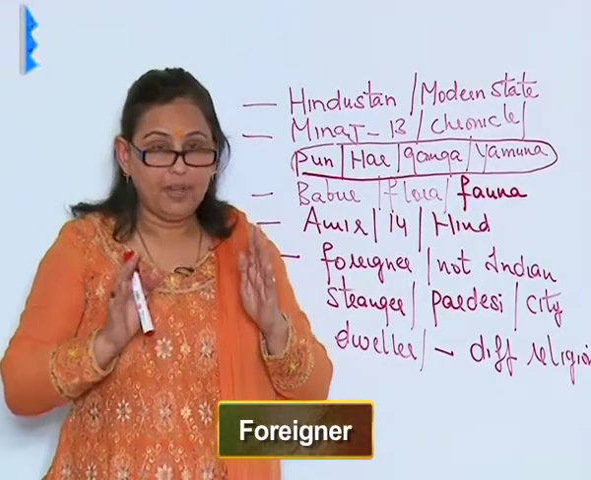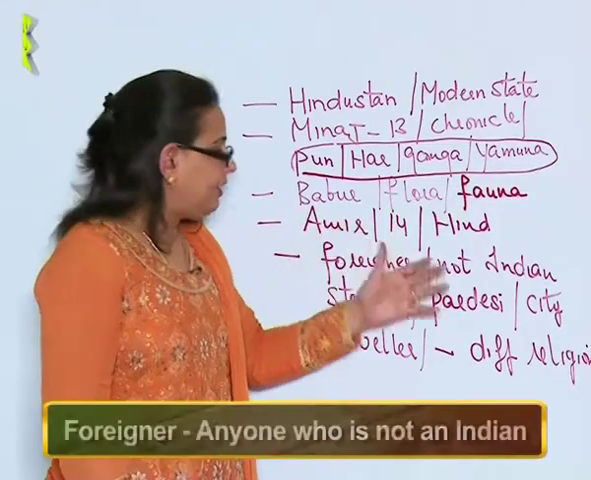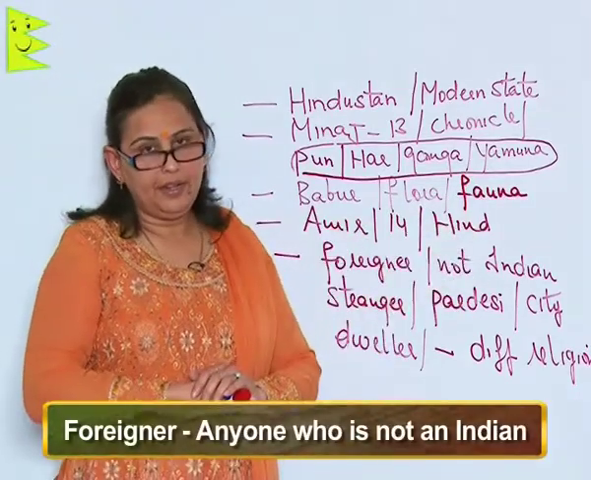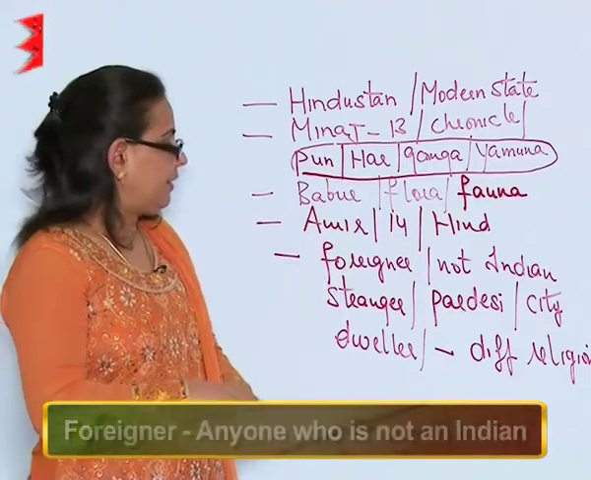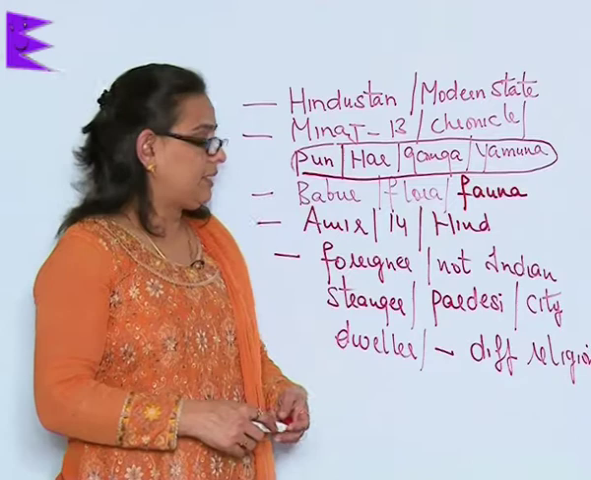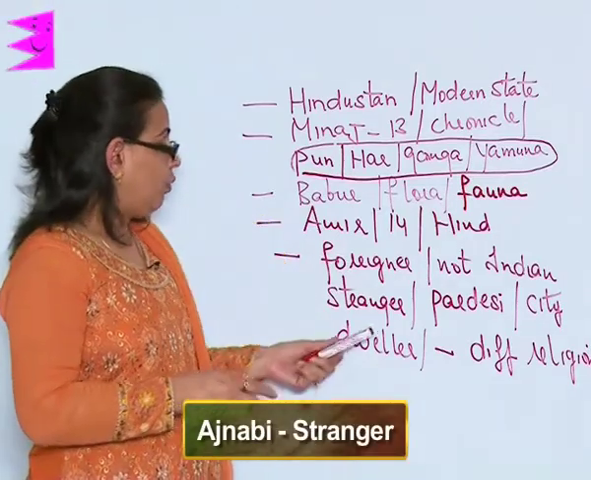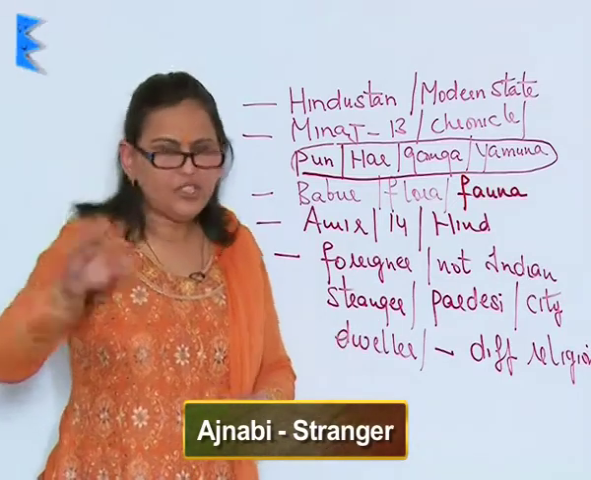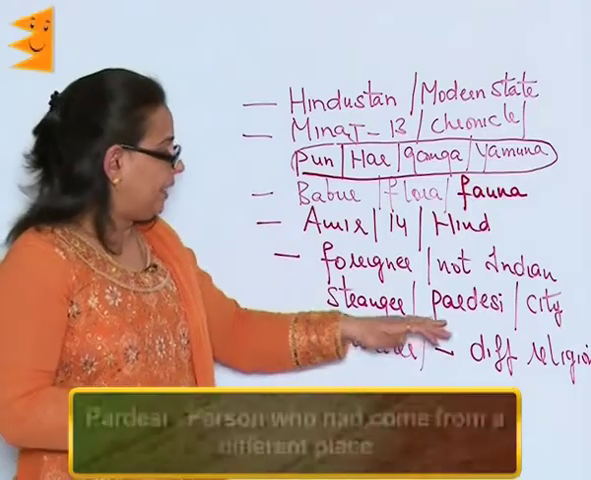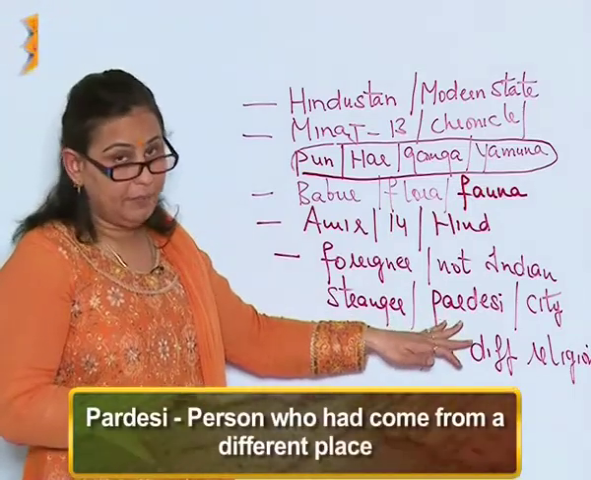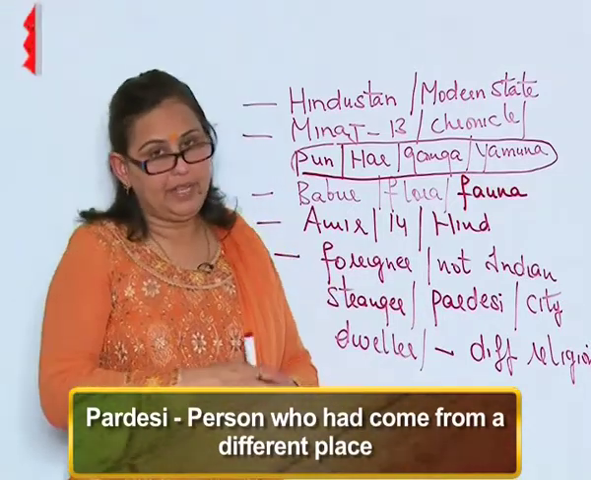Well, foreigner. If I say who is a foreigner as on today, anyone who is not an Indian is a foreigner. That's a simple term. But in the earlier times, who was an Ajnabi? An Ajnabi was a person who was a stranger. Any stranger was an Ajnabi. And a Pardesi, as we call in Hindi, was a person who had come from a different place.